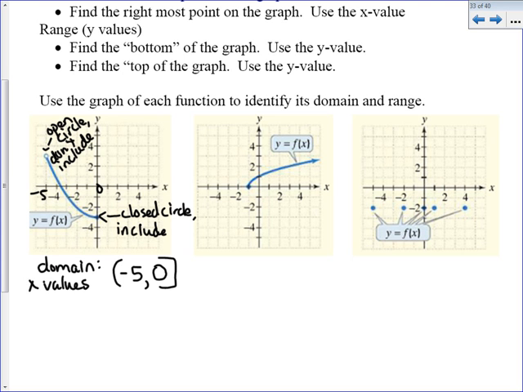So what this says to anybody else who's reading your paper is it's the span of numbers. That graph is drawn between these two x values versus when we had the points, we said just this point, this point, this point. We had distinct x and y values. This is setting up a span. It's all of the x values starting at negative 5 but not including and going up to 0.